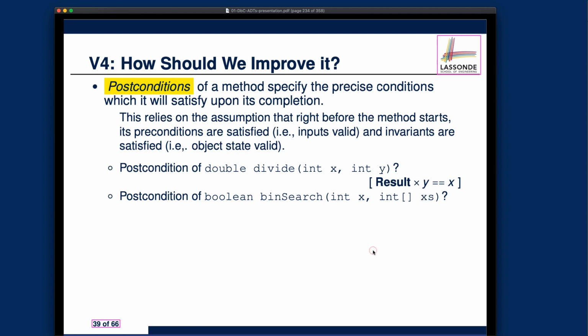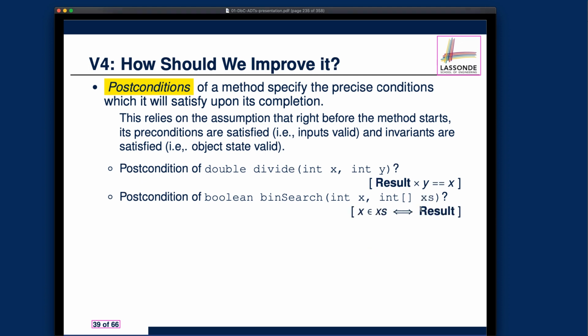Okay, the answer should be like this. First of all, result is actually a Boolean value, either true or false. Result if and only if x is a member of xs, so we are treating xs just like a set. If x is actually a member of the array, that means result should be true, and vice versa. That's why it's an if and only if relation here.